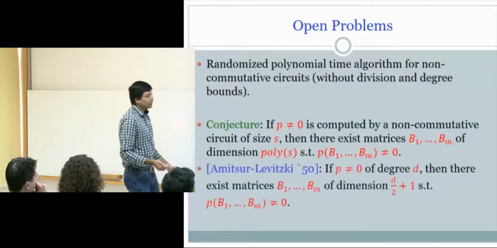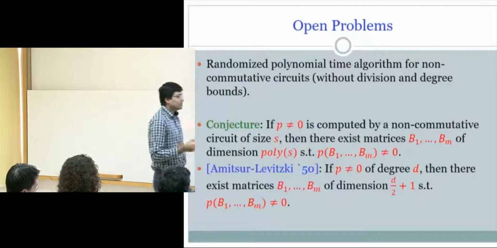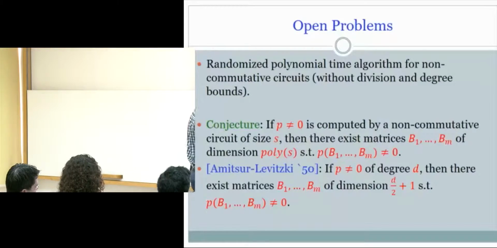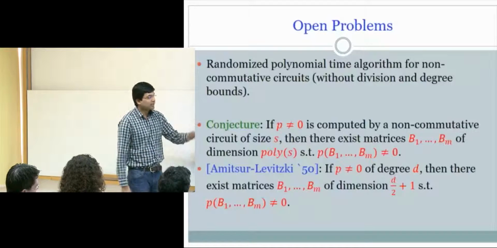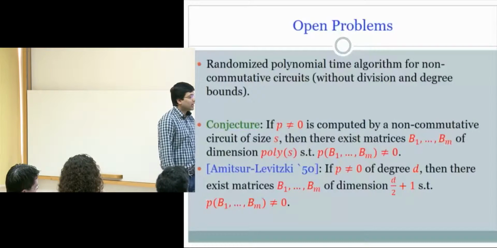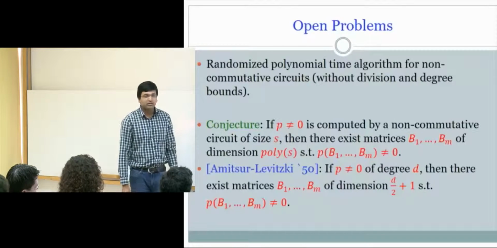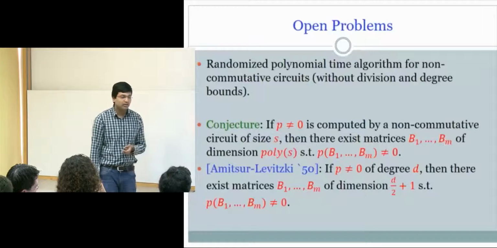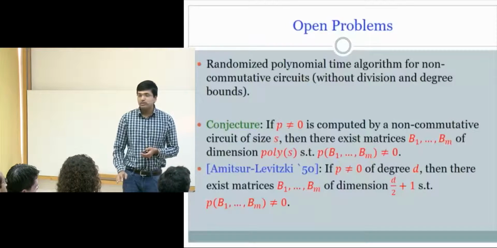To remind you, what we know is that if the degree of this polynomial is bounded by D, then there exist matrices B1 to Bm of dimension D over 2 plus 1 such that the polynomial is non-zero. But of course, if the circuit size is S, the degree could be exponential. I don't think those are the hard cases, though, given the Amitsur-Levitzki theorem. I think this conjecture should be true, and this would be really nice. This is the first open problem. Questions?